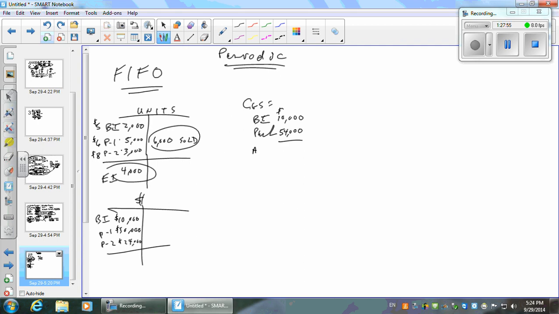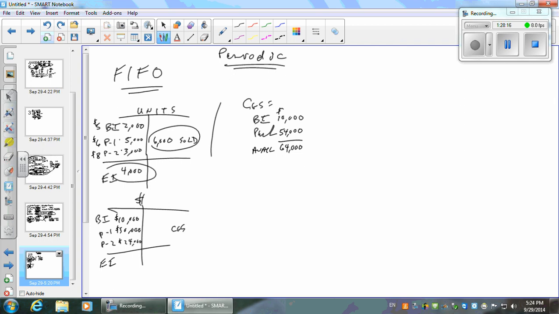My available is how much? 64,000. And what I want to do then is calculate my ending inventory and my cost of goods sold. So you could either do it this way, or you could do it in the schedule up here, one or the other. It doesn't really make any difference.